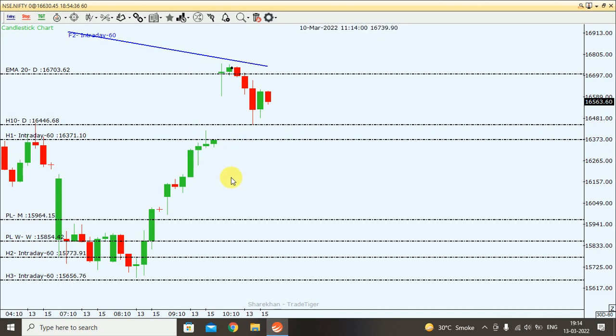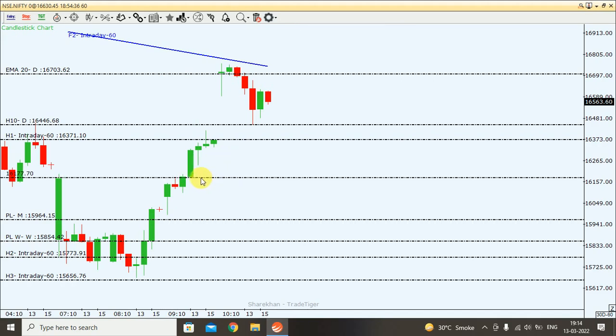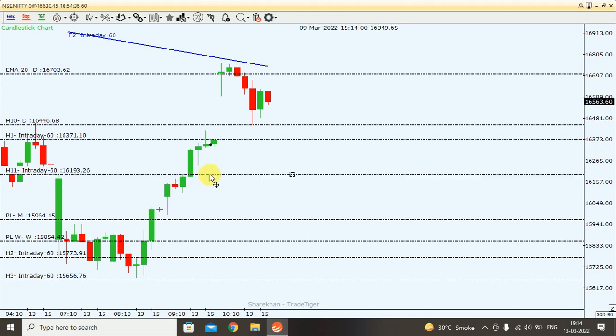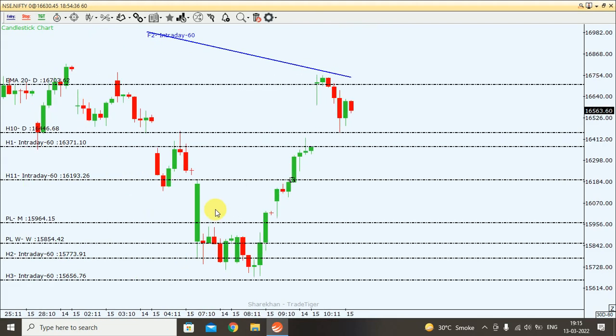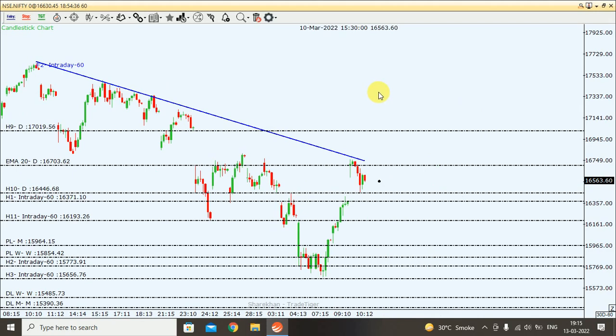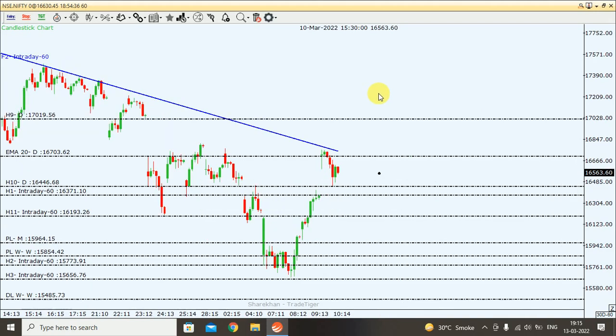On the downside, we may see a support here based on the demand zone, which is 16,170. Okay, this can be the support level, 16,200. Okay, if again it starts trading below 16,200, again we may see further lower levels. Okay, so this is next week's plan, what we can execute.